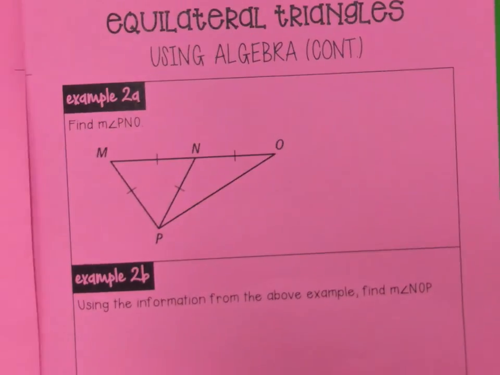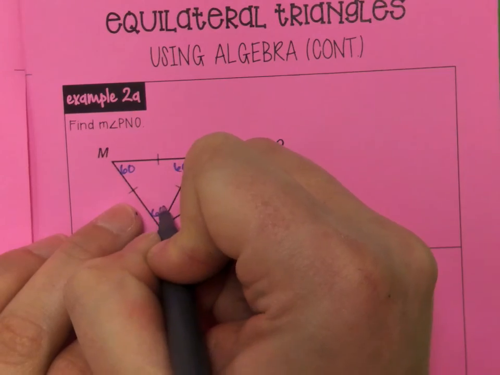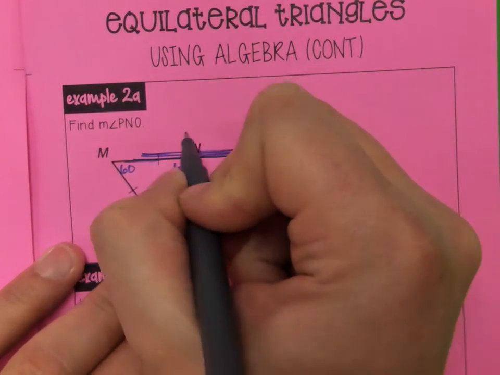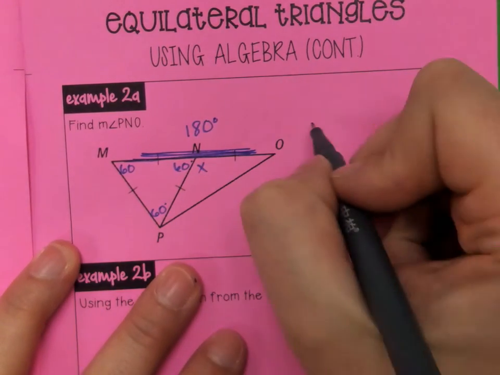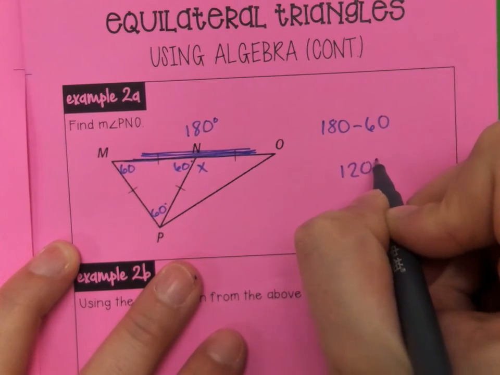All right, we're almost done. So this one, we know all of these angles are 60 degrees because these are all an equilateral triangle. This right here is a straight angle, so it's going to be 180 degrees. If we're looking for this angle right here, all we do is 180 minus 60, and we get 120 degrees.